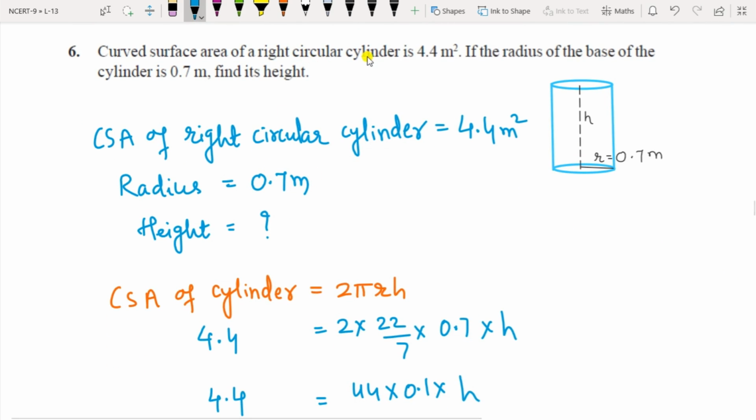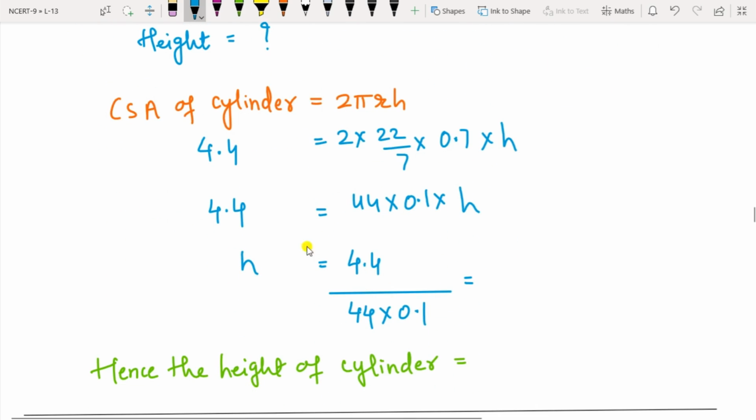The curved surface area of a right circular cylinder is 4.4 meter square. If the radius of the base of the cylinder is 0.7, you need to find the height. So very easy one. CSA is given, R is given, you have to find the height. Substitute the values here for H and find the value. Make H the subject here and you will get it as 1 meter. So the height of the cylinder is 1 meter here.